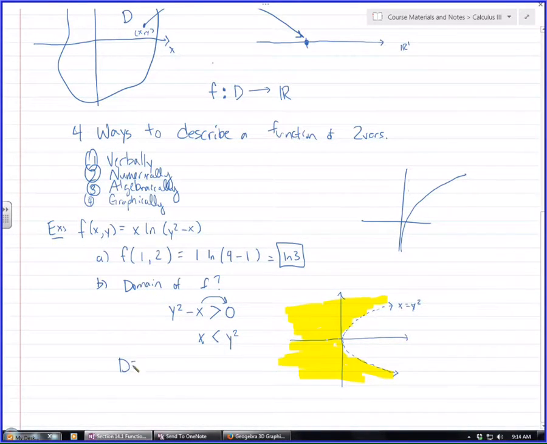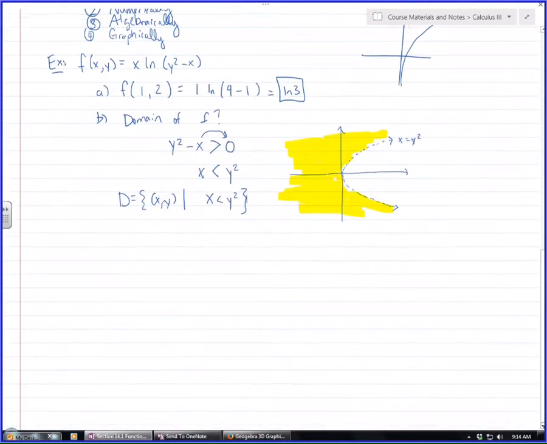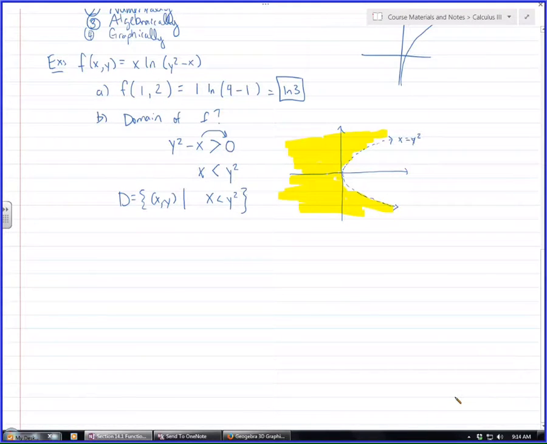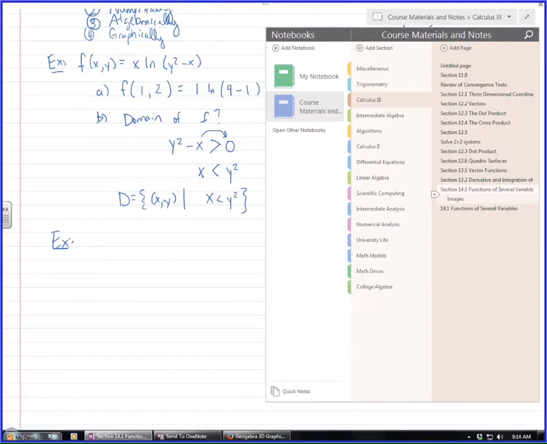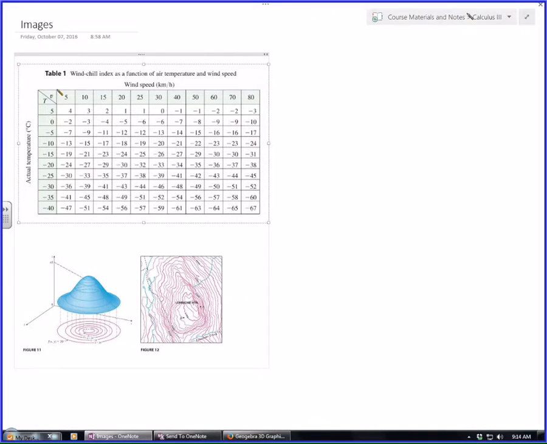Or I could write it as D is equal to the set of all x comma y such that x is less than y squared. That's sufficient to write it out. Now, I know you're not going to be able to write all of this down. You can look this up in the book, but I want to show you an example of number 2 where I give it to you numerically. This is a table that was out of the book. I'm going to just copy this over into the notes.